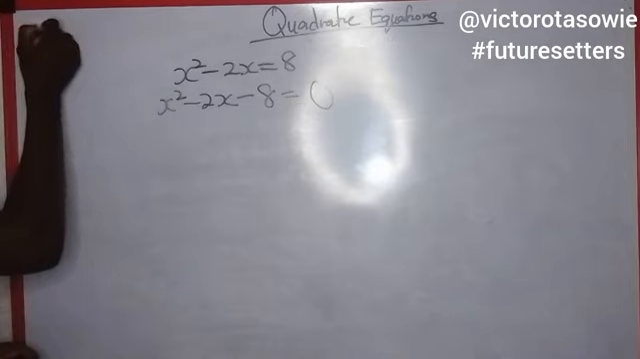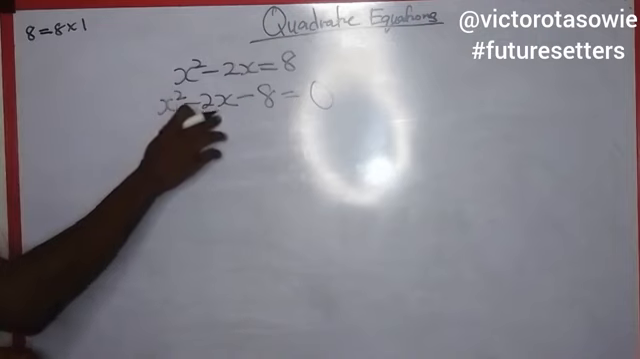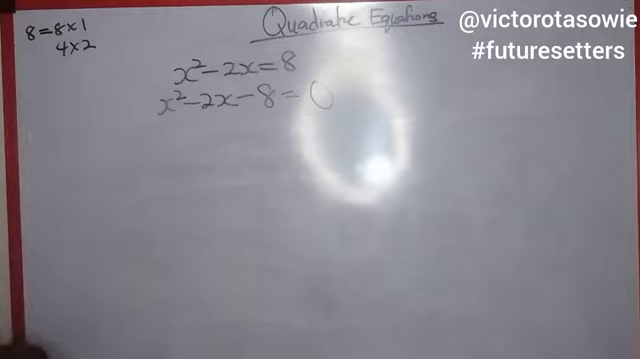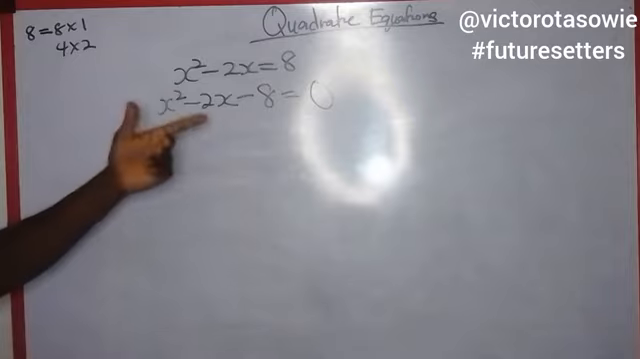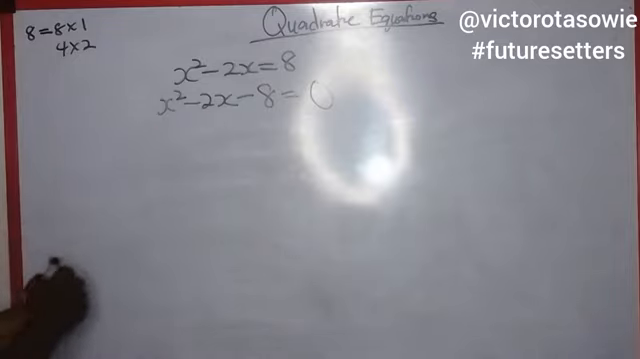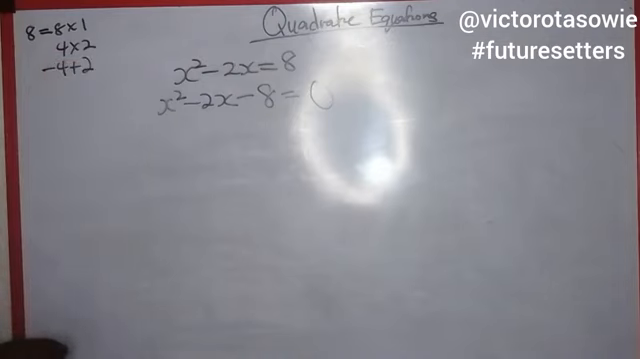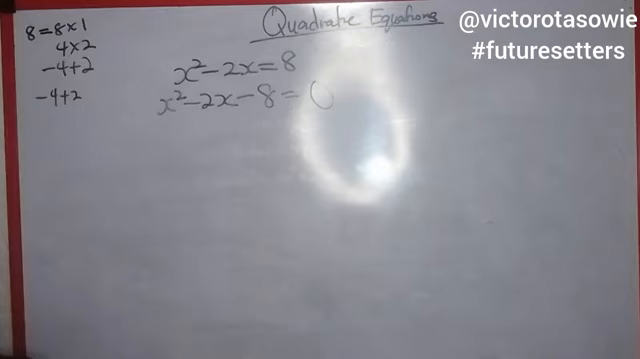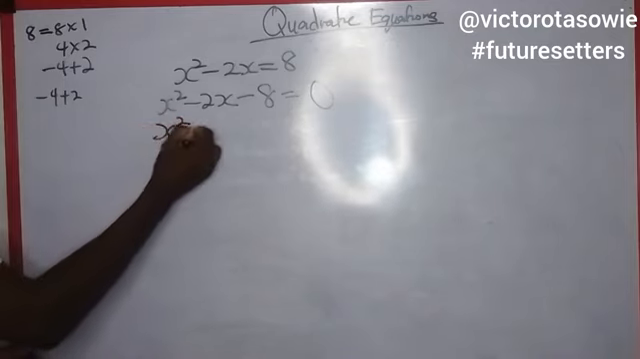This is 8 now. 8 is 8 times 1. 8 times 1 is 8, but 8 plus 1, is it 2? No. Now we have 4 times 2. 4 times 2 is 8, right? But if you add 4 and 2, will it give you 2? No. But in a situation where we have minus 8 here, how about we write minus 4 plus 2? Minus 4 times plus 2 is what? Minus 8. Now, minus 4 plus 2 will give you what? Minus 2. So meaning that our numbers have to be minus 4 and plus 2. So we are going to write x squared minus 4.